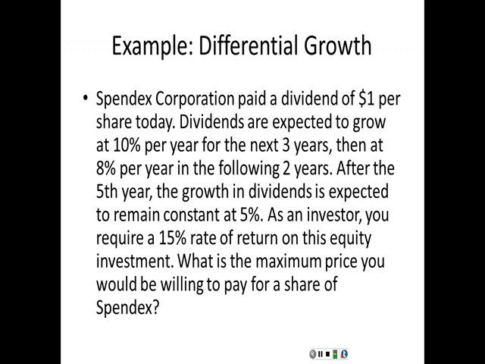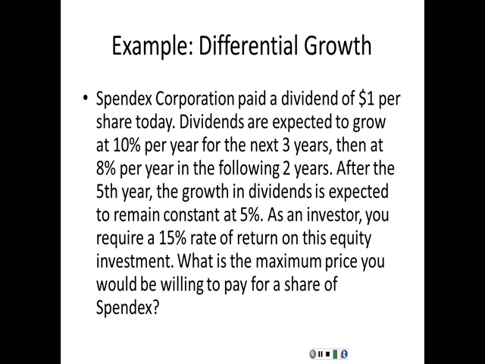Now this example is about as complicated as a two-phase problem can get. As you see, over the first 5-year period, which is going to be phase one, we actually have two different growth rates in dividends. For 3 years, dividends grow at 10%, and then for years 4 and 5, dividends grow at 8%. So that's our non-constant growth stage.